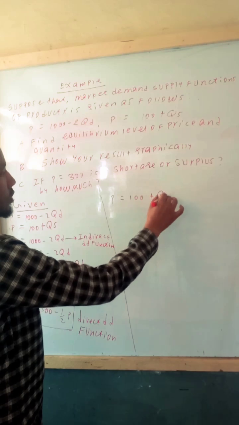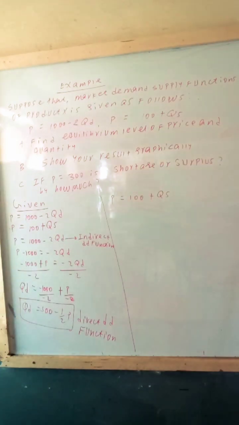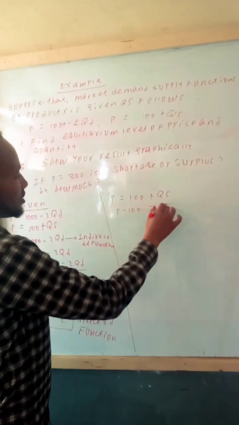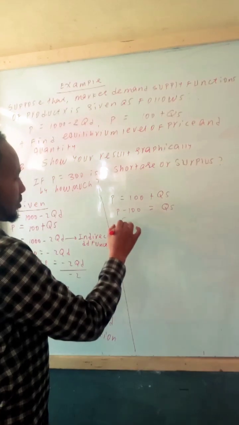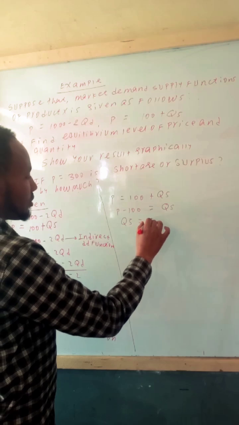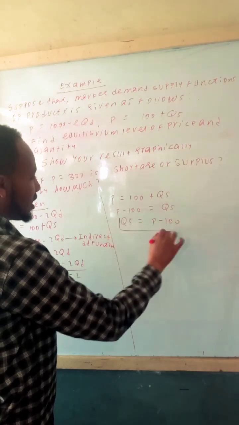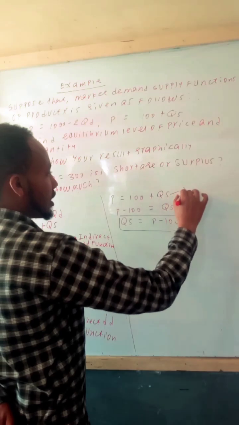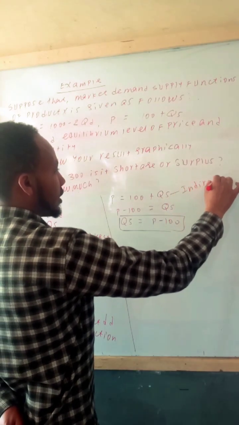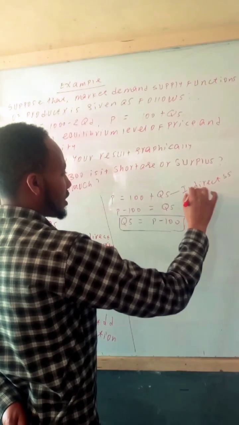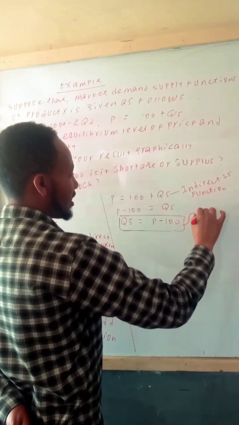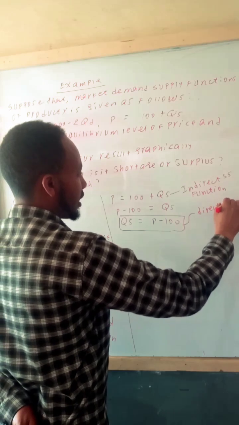The second function is the indirect supply function, P is equal to 100 plus QS. Therefore, this is also an indirect supply function. Due to this reason, we must convert it to the direct supply function. Then P minus 100 is equal to quantity supplied. Quantity supplied is equal to P minus 100. Therefore, this is the direct supply function. The earlier one is the indirect market supply function, and this is the direct supply function.